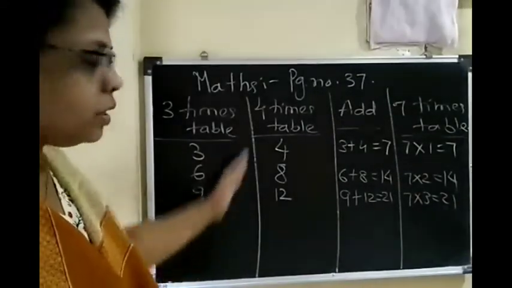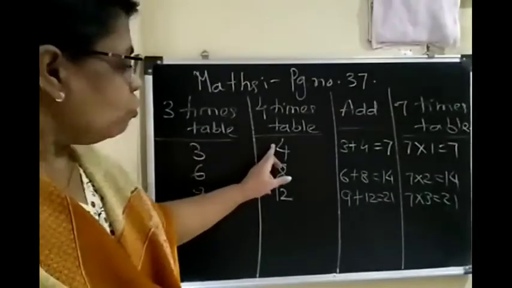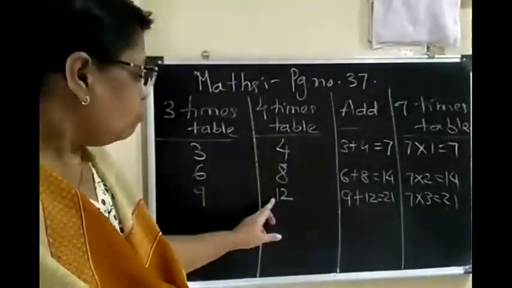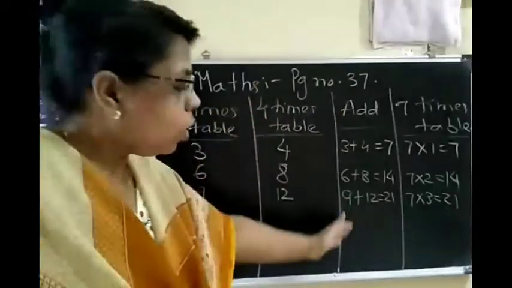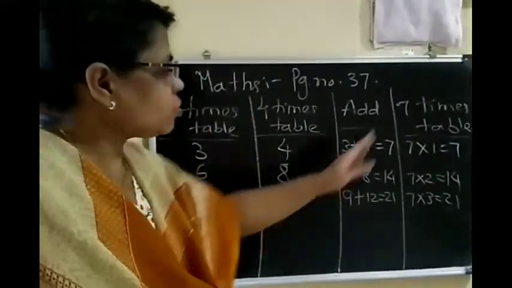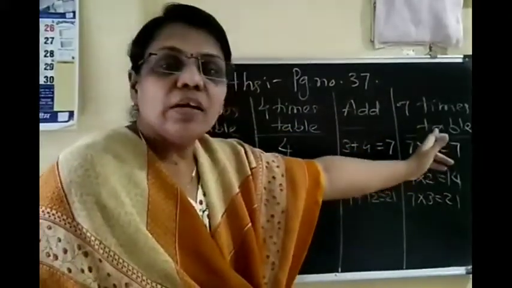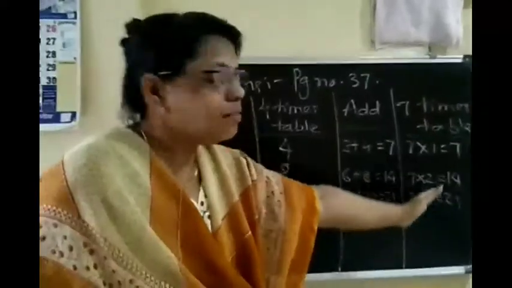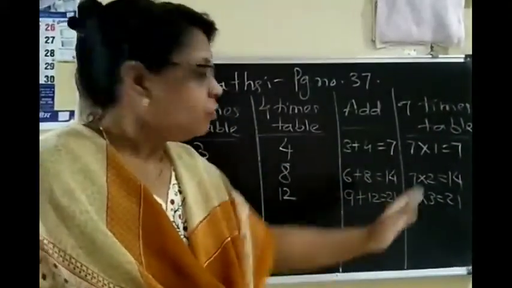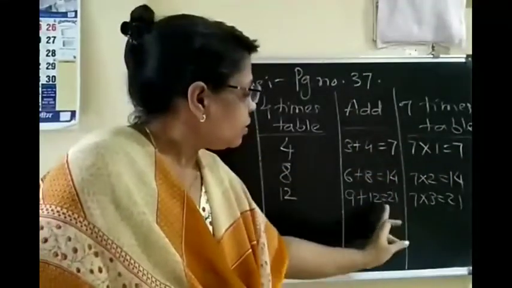Here the 3 table goes on, here the 4. 3 ones are 3, 3 twos are 6, 3 threes are 9. 4 ones are 4, 4 twos are 8, 4 threes are 12. Go on doing the addition: 3 plus 4, 6 plus 8, 9 plus 12, and you will get the answer. From that we will get the 7 times table. We will get all the answers here: 7 twos are 14, 7 threes are 21.